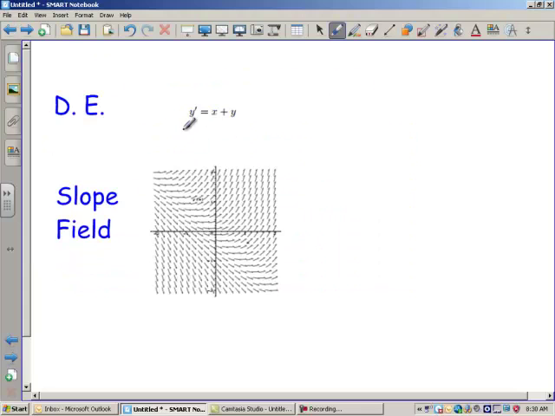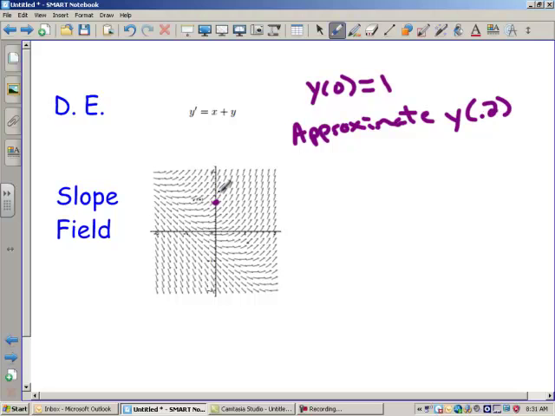All right, so here we go. Let's take a look at a differential equation we saw yesterday. dy/dx equals x plus y, and we drew this slope field. And let's say we had a particular solution, or an initial condition, that y of 0 equals 1. So we're somewhere like right here. And we want to approximate, using Euler's method, y of 0.2. In other words, we want to go out here to 0.2 and see where we're at.